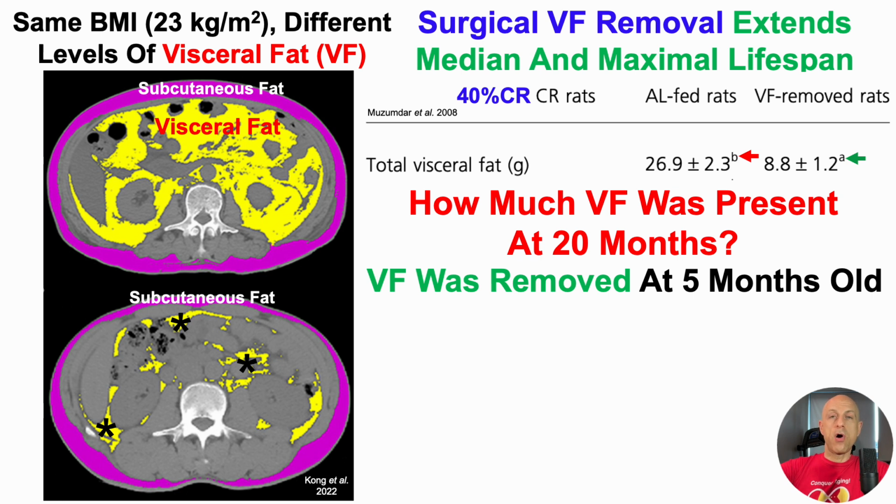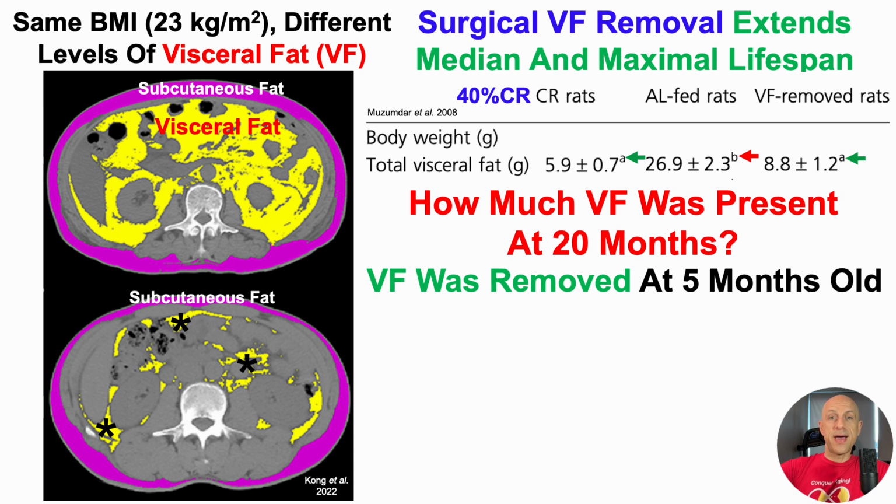But what about in CR? How much visceral fat was there? So they had 5.9 grams of visceral fat. And interestingly, we can see that the amount of visceral fat in the CR rats was not significantly different from the group that had their visceral fat surgically removed. But the surgical removal group was allowed to eat as much as they wanted.